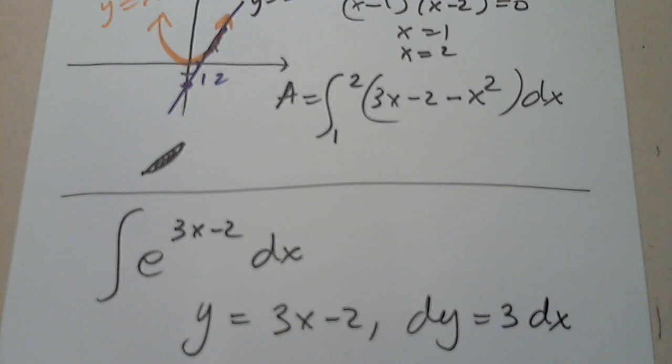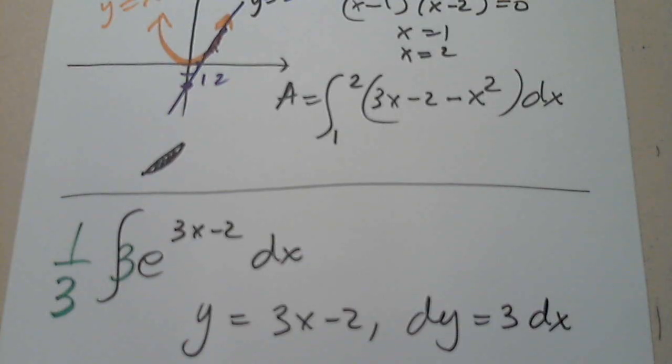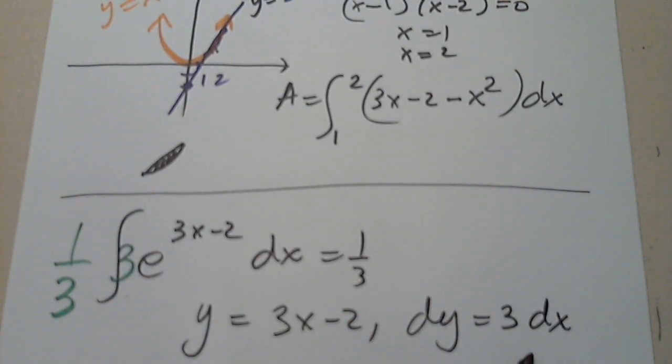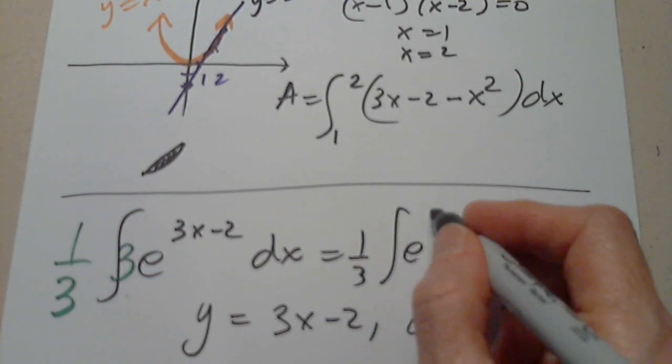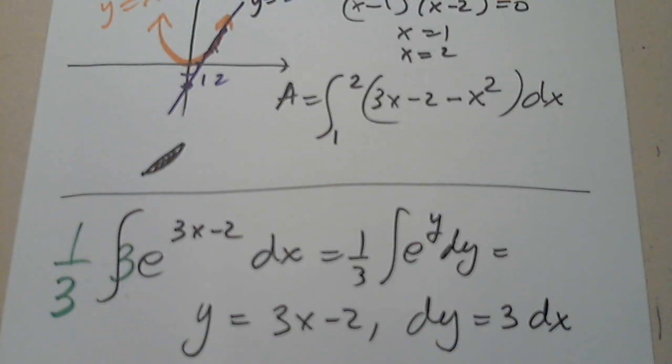I'm missing a number. A number I can always make up. Never x or anything else. So I can multiply by 3 and divide by 3. Who cares? I didn't change anything. So I have the 1/3 outside. The 3 and dx are in dy, so this is e to y dy. And that's it. But let's finish it. I want to finish this one.